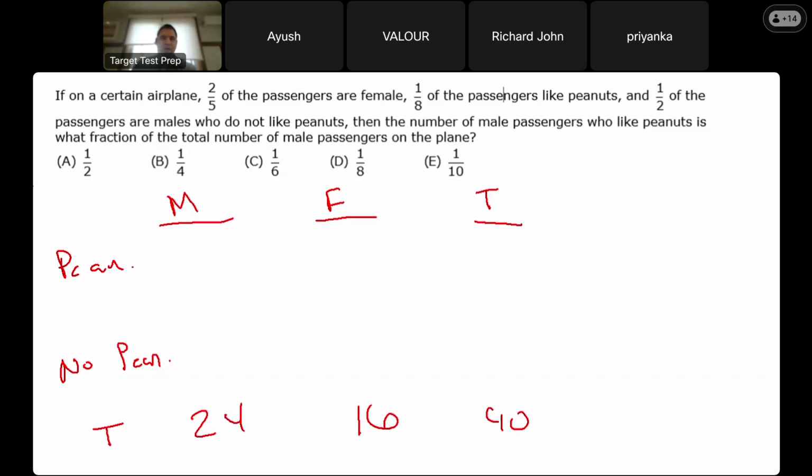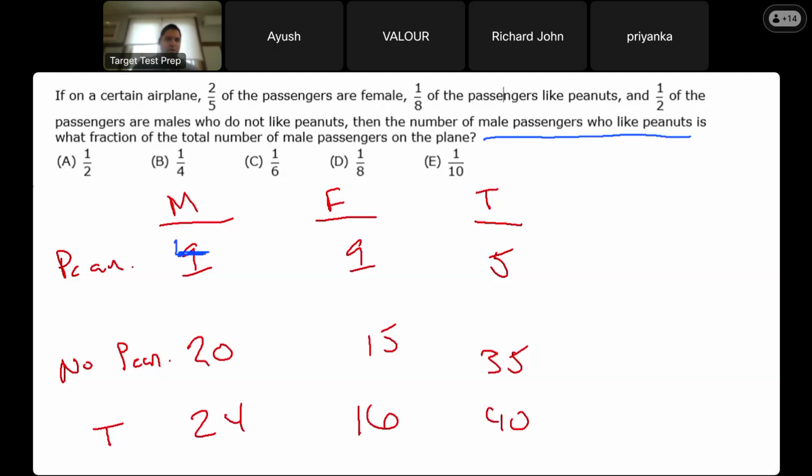When we say that 1/8 of the passengers like peanuts, that's going to be 5 of the passengers like peanuts, which means 35 don't. Half of the passengers are males who don't like peanuts. That means male, no peanuts is 20. That's 15. That's 1. That's 4. Not that you have to fill all that in, but if it's easy, you can. And then we're saying the number of male passengers who like peanuts. So male peanuts, hold on one second. That's a 4. Made that look funny.